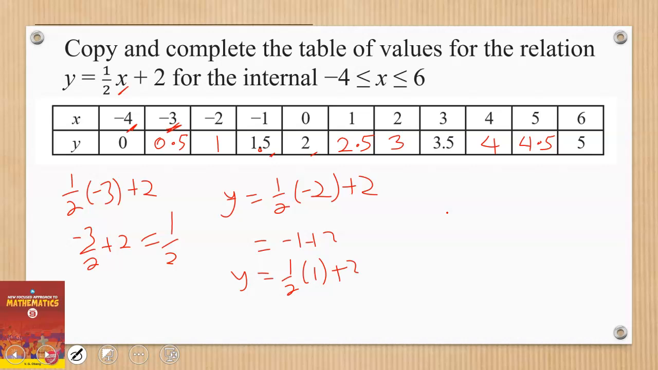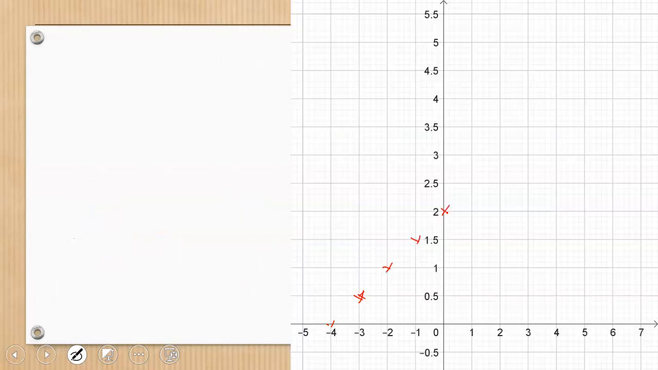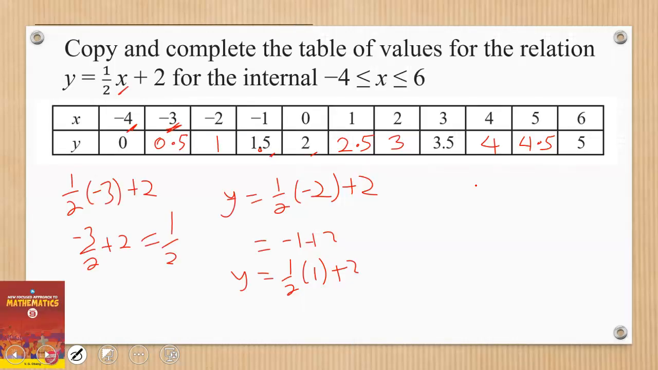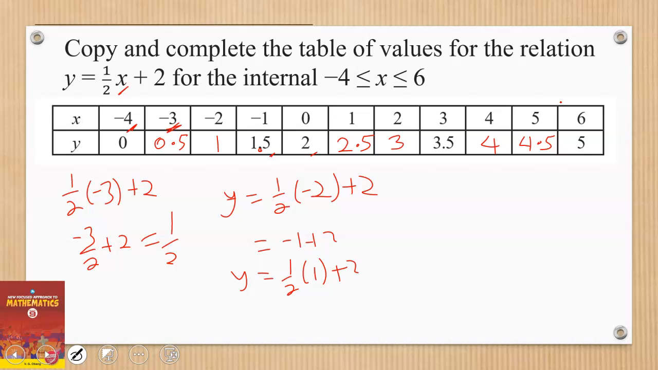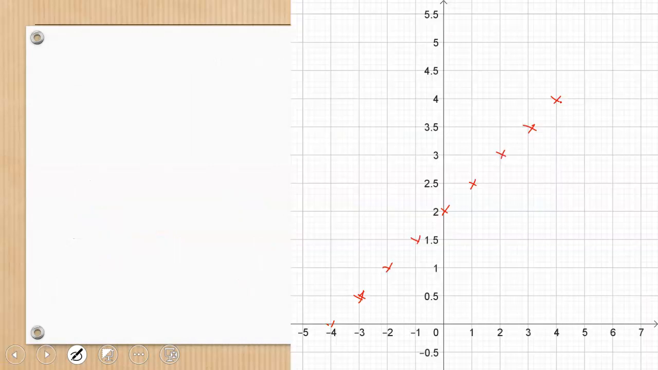Then we have 1, we plot 2.5. Then 2, we have 3. And that continues until we finish all the points. Okay, so 5 gives 4, and 6 gives 5. When we finish and we draw the straight line to pass through all the points, we get our answer.